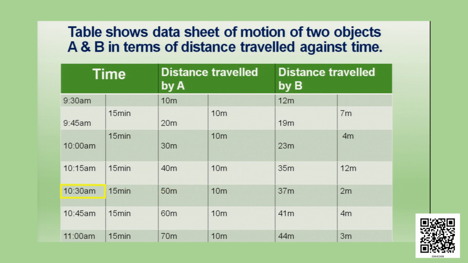Then at time 10:30 am, distance travelled by object A is 50 meter and distance travelled by object B is 37 meter. At time 10:45 am, the distance travelled by object A is 60 meter and distance travelled by object B is 41 meter. Lastly, at time 11 am, the distance travelled by object A is 70 meter and distance travelled by object B is 44 meter. Well, students, you have carefully observed the table.